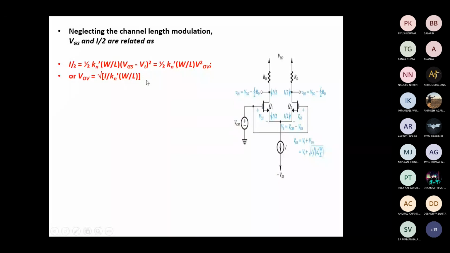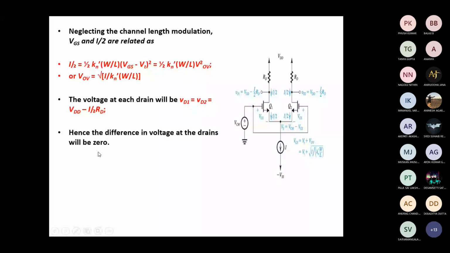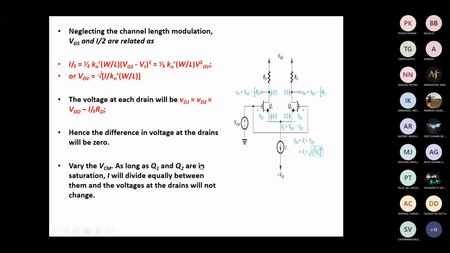The voltages at the drains are VD1 and VD2. The output voltage will be VDD minus I by 2 RD, because it is the supply voltage minus the drop across the resistance RD. Hence the difference in the voltage at the drain will be 0, and this holds as you vary VCM as long as Q1 and Q2 are in saturation. I will divide equally between them, and the voltage at the drain will not change. So finally the output will be nil.